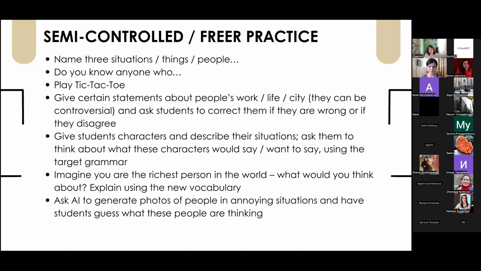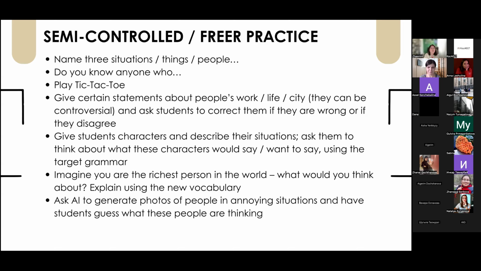Give certain statements about people's work. Now, this is very cool. Give certain statements about people's work, life, or city. They can be controversial, and ask students to correct them if they're wrong or if they disagree. For example, "Teacher: I wish I could go away from my lessons and never conduct one." And your students say, no, that's not true, she wishes she... to change it into correct ones. Yeah, you can correct them.